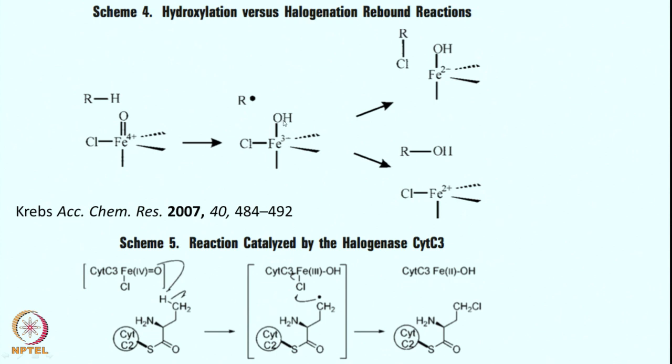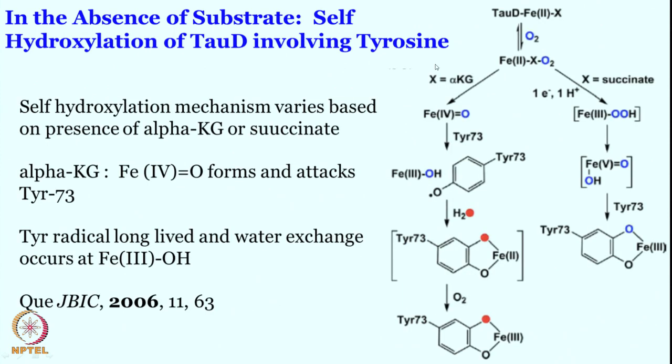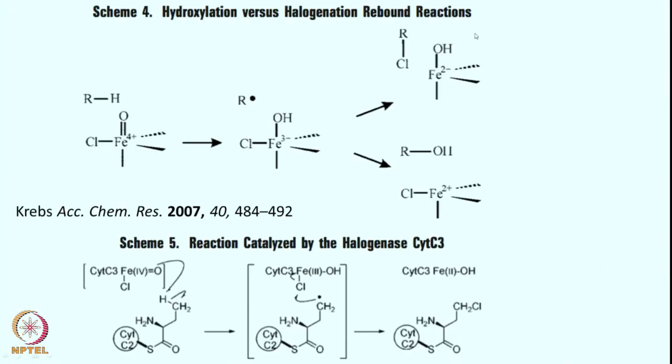Now, this R dot is not going to rebound with the hydroxo. Instead, this R dot is going to react with the halide over here to give the halogenated product. Well, that is quite phenomenal, as I would say, because hydroxylation is quite challenging in these cases.